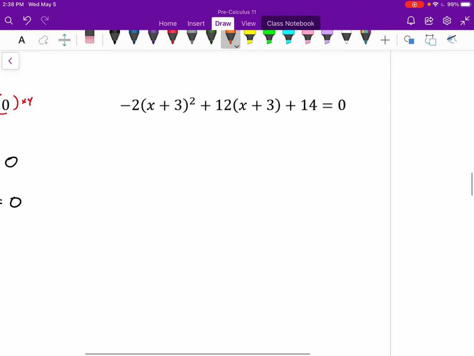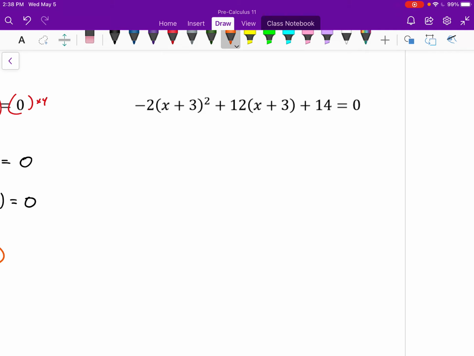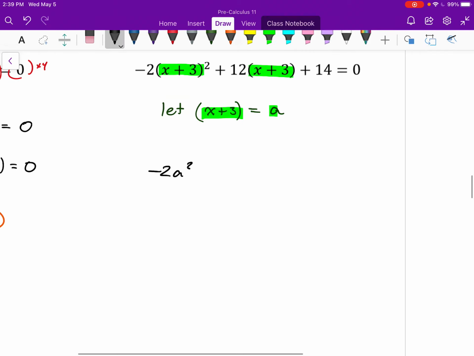What about this equation on the right? Well, it's more complex, but hopefully it looks kind of familiar because it's so similar to what I was doing just a few minutes ago. In that I have an equation that is in the form of a quadratic equation, but instead of just a or x, I have x plus 3. So let's do the same thing we did before. Let's temporarily substitute x plus 3 with some other variable. I'll be boring and say a again. And so this equation now becomes negative 2a squared plus 12a plus 14 equals 0.